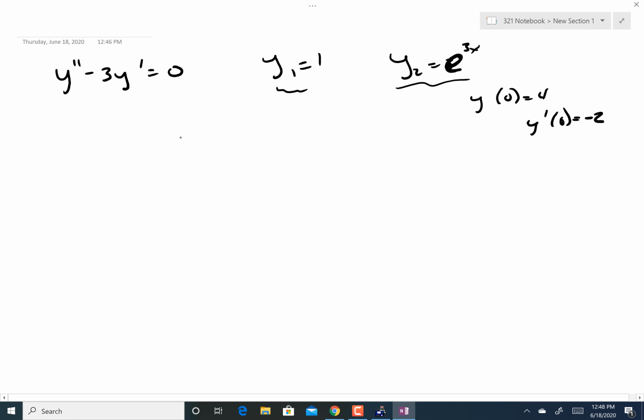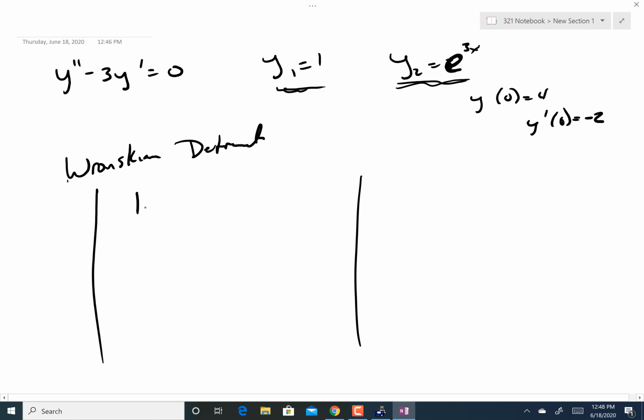Instead, what I'm going to do is see if these guys are independent of one another. And the way we do that is we use what's called the Wronskian determinant. And the game is thus. You put your equations on the top. The next row down is their derivative. So what's the first derivative of this guy? It's 0. What's the first derivative of this guy? It's 3e to the 3x.